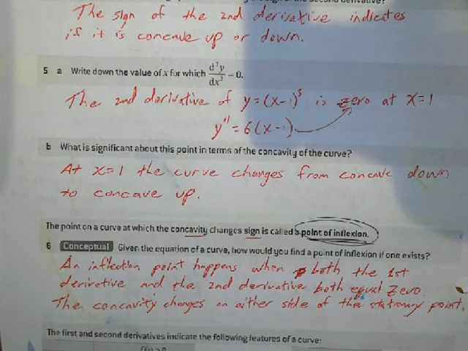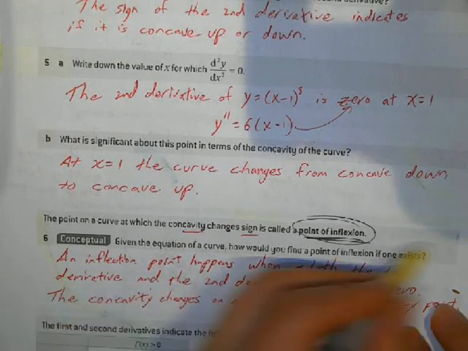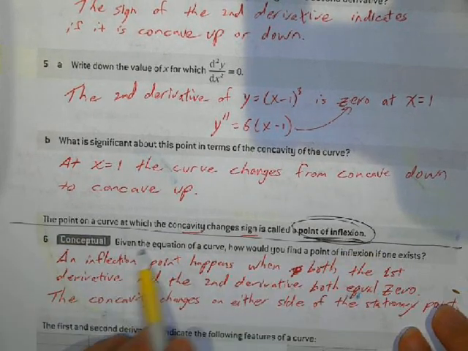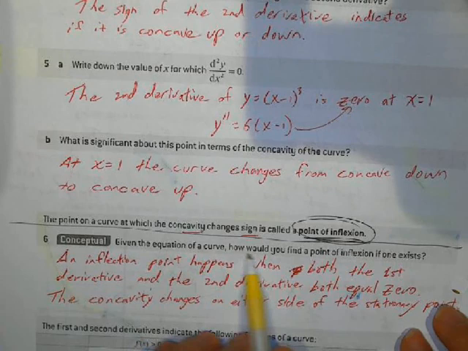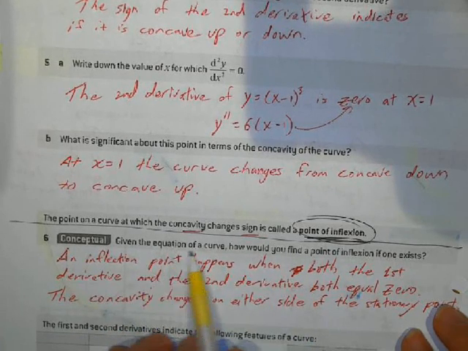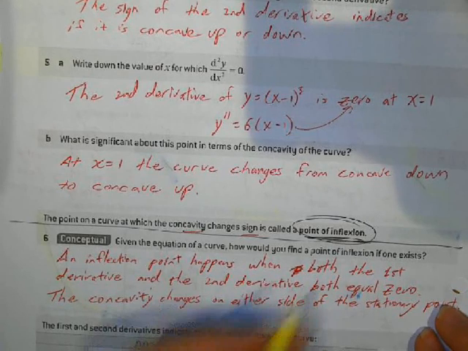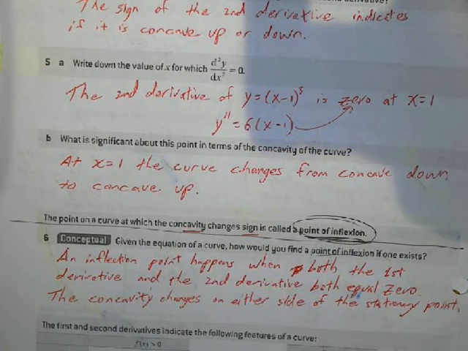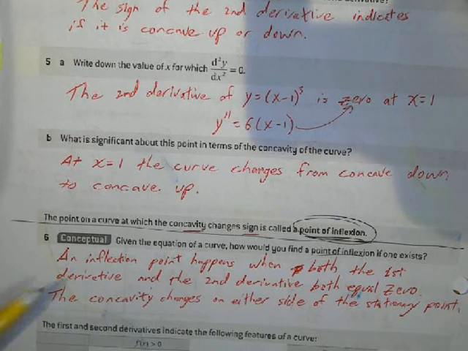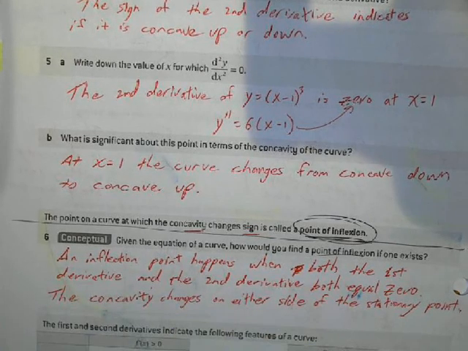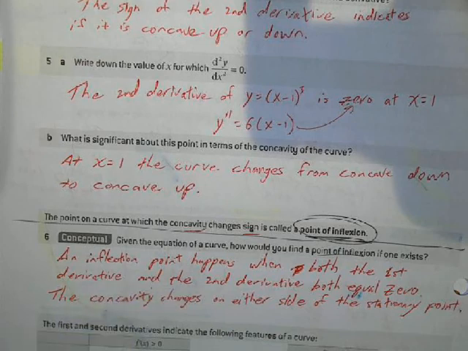No. Okay. That didn't make any sense. That was not correct. Okay, so given the equation of a curve, how would you find a point of inflection if one exists? So a point of inflection happens when both the first derivative and the second derivative are equal to 0. The concavity on either side of the stationary point.